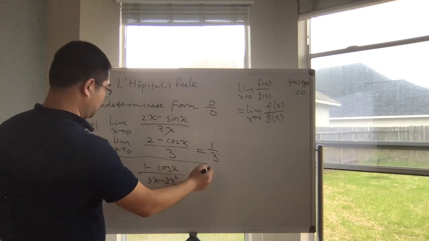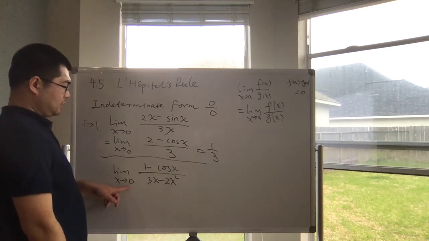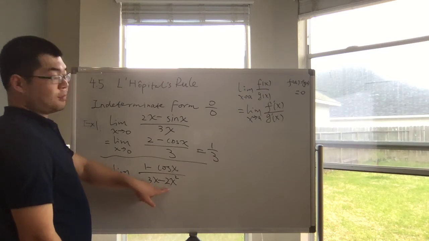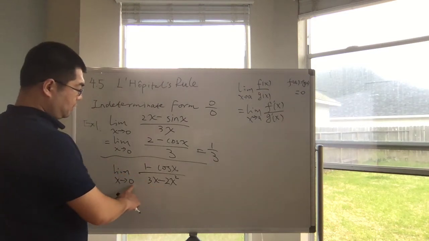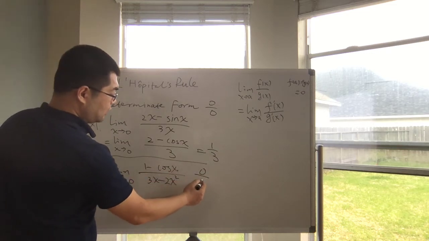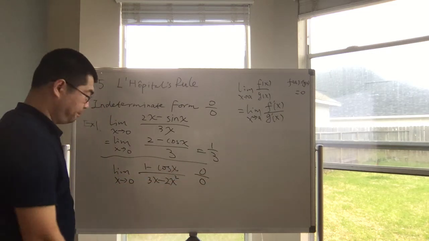Another example. The limit as x approaches 0 of 1 minus cosine x over 3x minus 2x squared. Again, if you plug in x equals 0, you're going to see that you have a 0 over 0 indeterminate form.